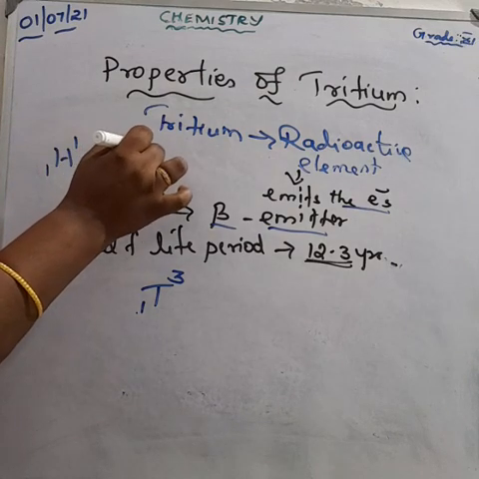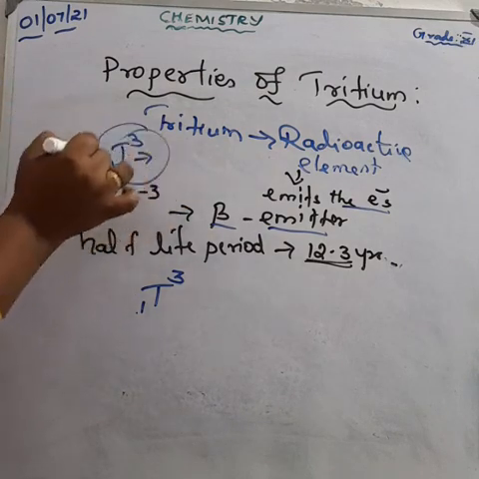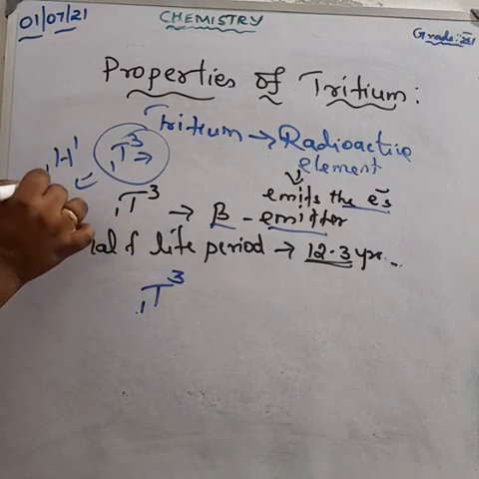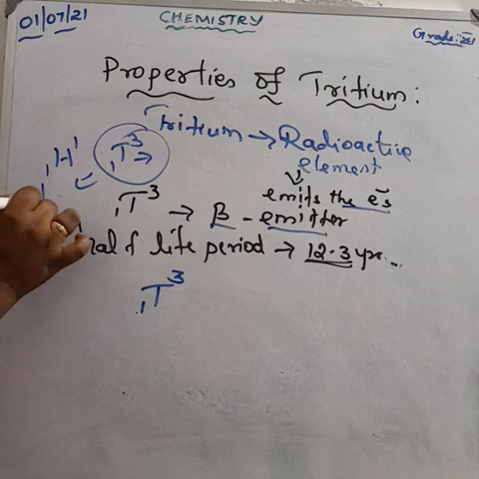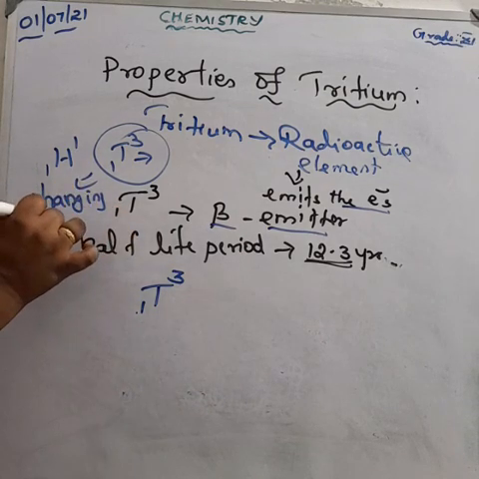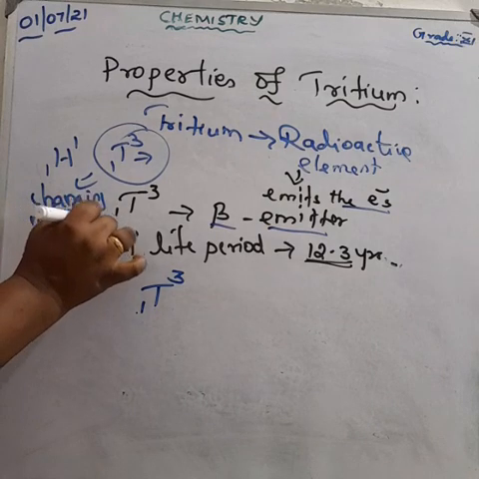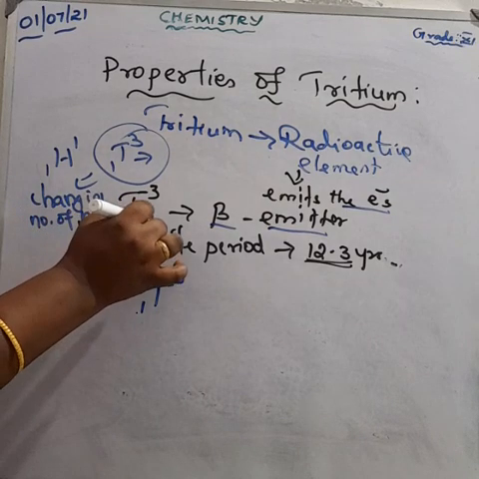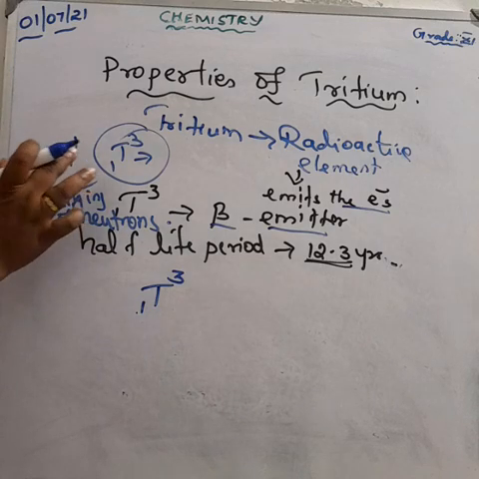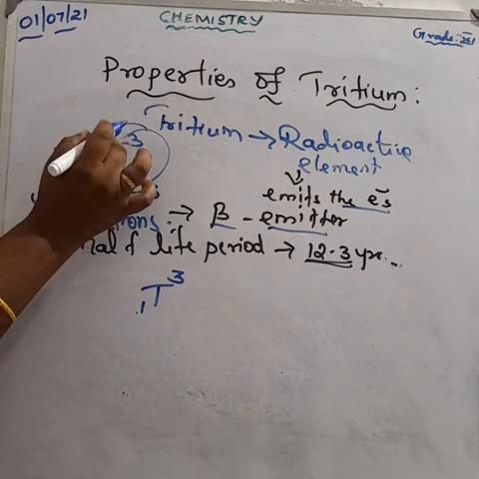So how do you form an isotope? An isotope forms by changing the number of neutrons. The number of protons and the number of electrons do not change, but the number of neutrons changes. So it forms the isotopes. Here, compared with hydrogen, the tritium atom has 2 extra neutrons.